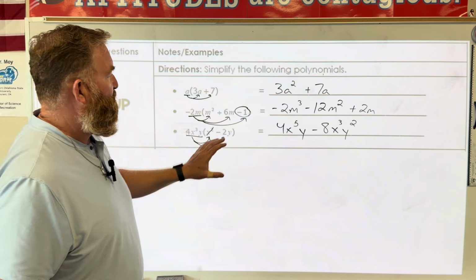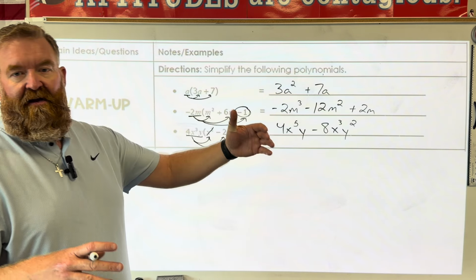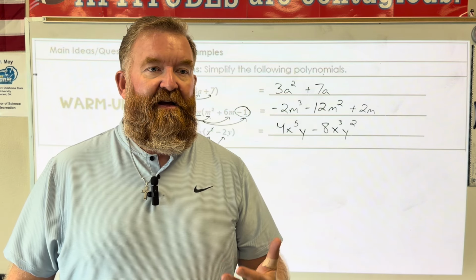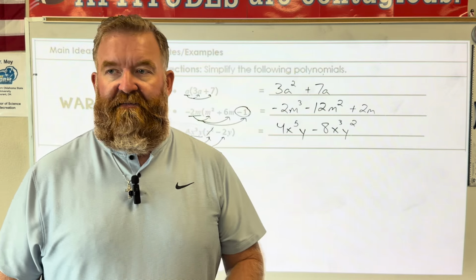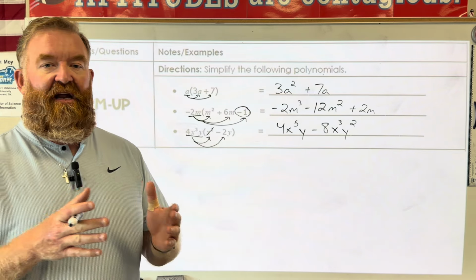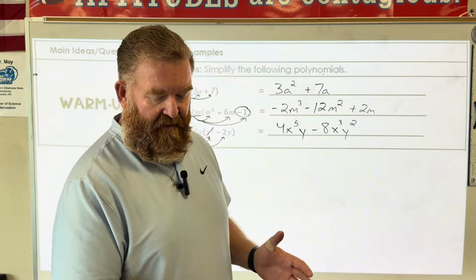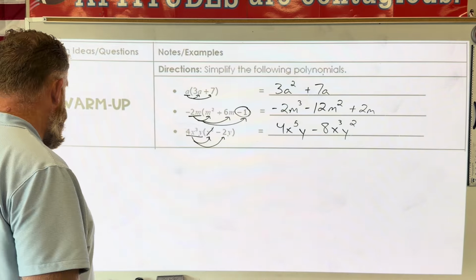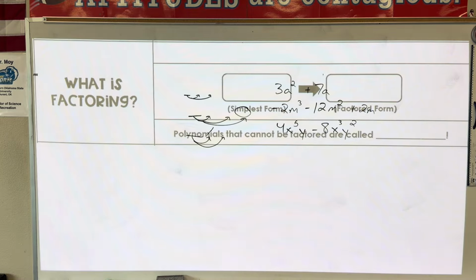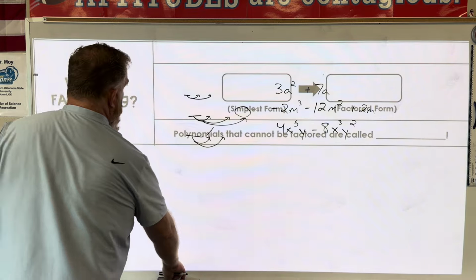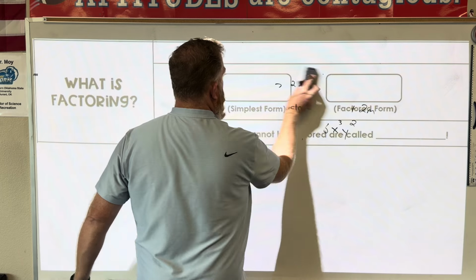What we're going to do today is undo this and put it back how it went, okay? That looks like it's going to be really, really hard. It's not that bad, okay? But you have to do it by letters and numbers separately. That will make things a whole lot easier. So what is factoring? Here we go. What is factoring? We're going to go from simplest form over to factored form.